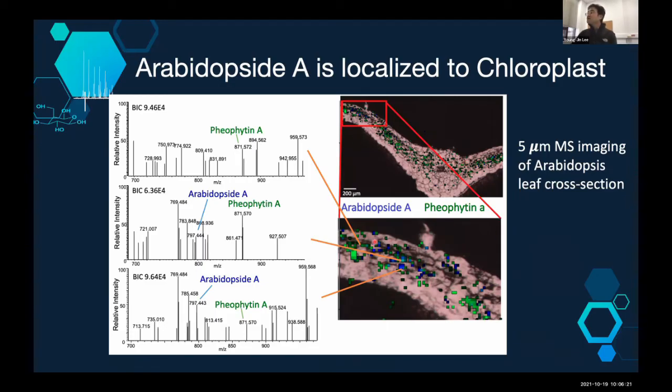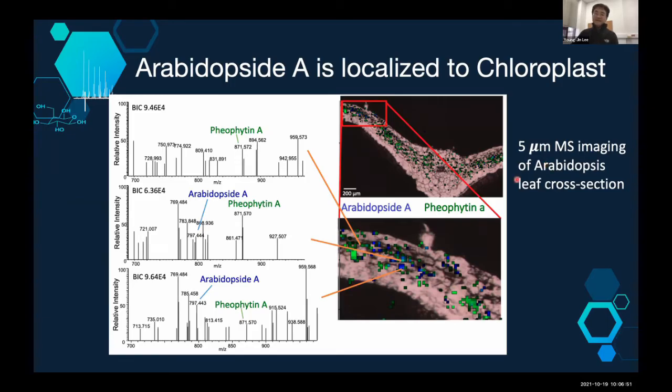And in this zoomed-in image, green color indicates pheophytin A. Pheophytin A is chlorophyll A after losing magnesium inside the mass spec. That's what is happening. And the blue pixel is arabidopside A. And when you look at all the pixels, what we find is that whenever there is arabidopside A, there is always pheophytin A. So this data is obtained in 5 micron mass spec imaging data.